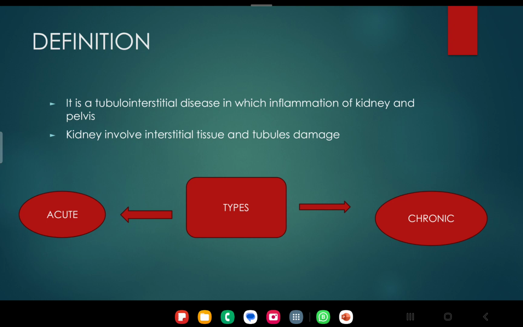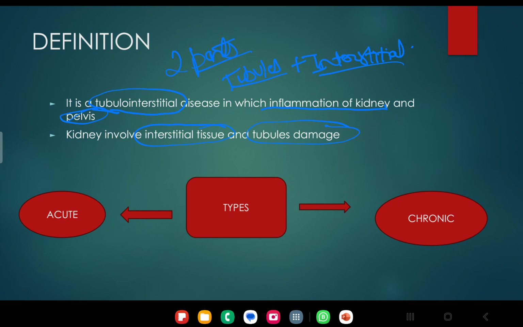Now the first question, what is the definition of pyelonephritis? What does it mean, pyelonephritis? So pyelonephritis is basically the inflammation of kidney. It is the inflammation of kidney and pelvis. From the path anatomy, we know that it is a tubulointerstitial disease in which the inflammation of two parts takes place. First part is tubules and second part is interstitial part of kidney. So we have interstitial tissue and tubules damage. So this is the definition of pyelonephritis.